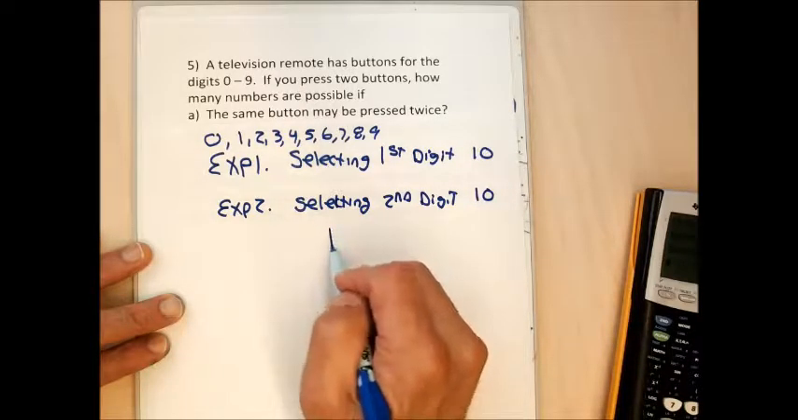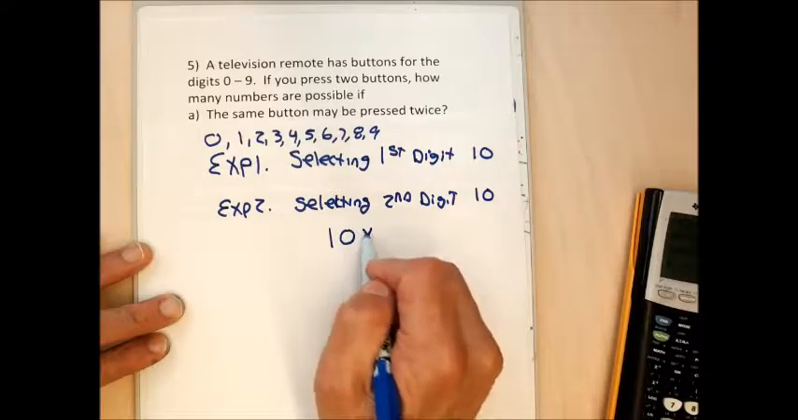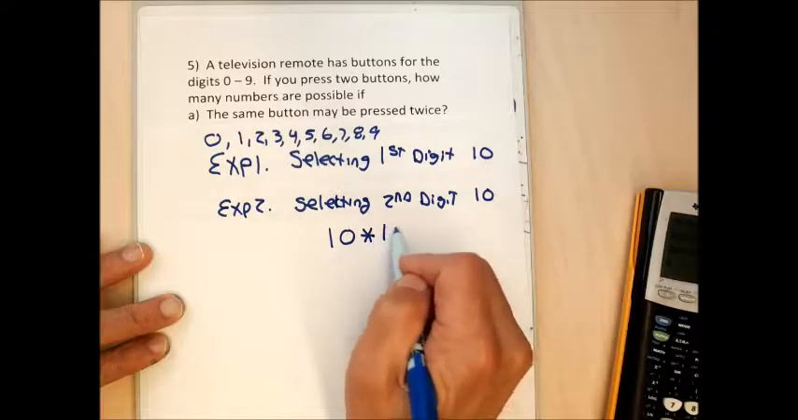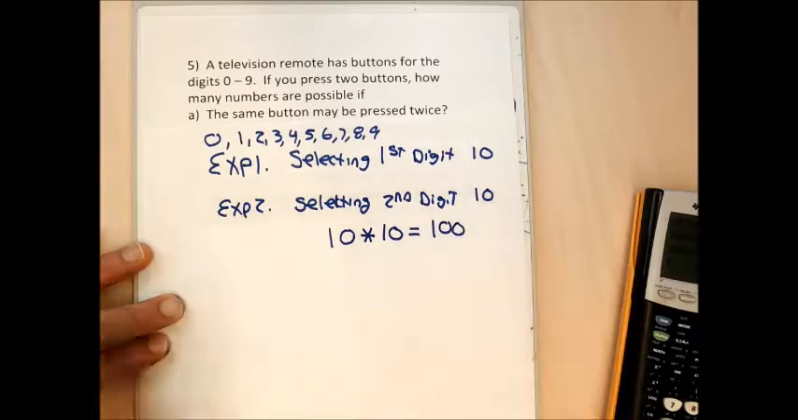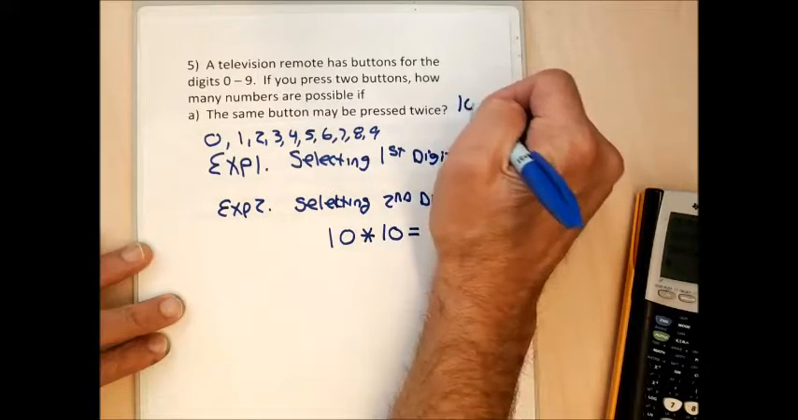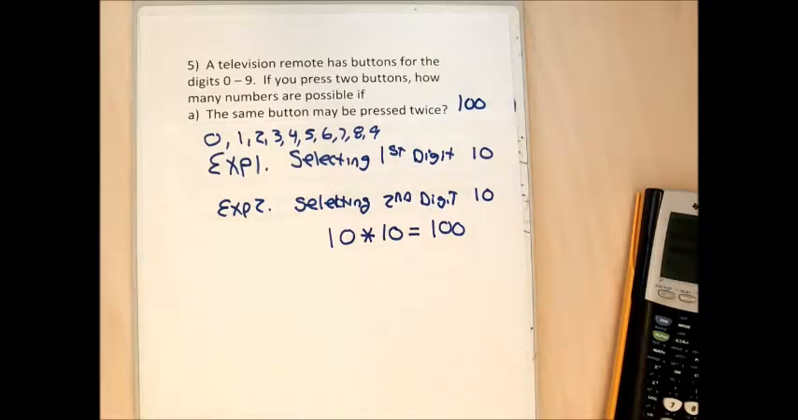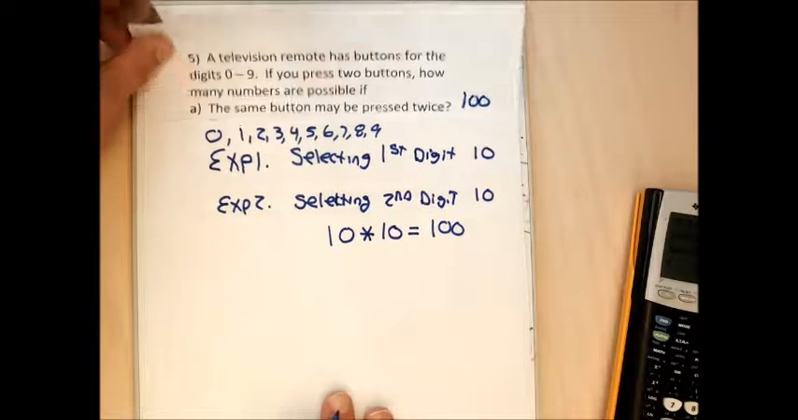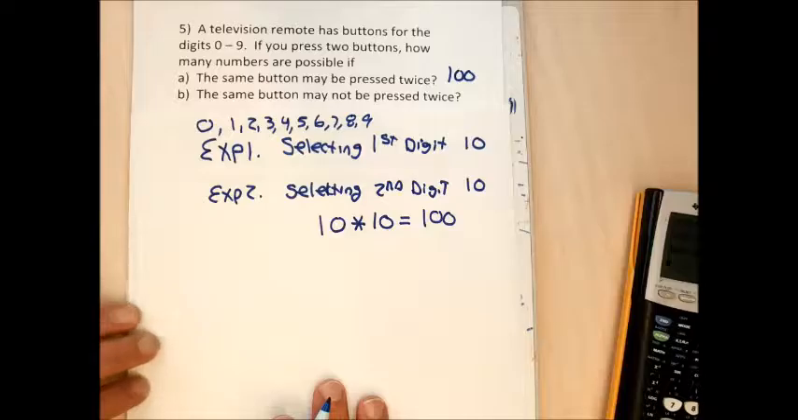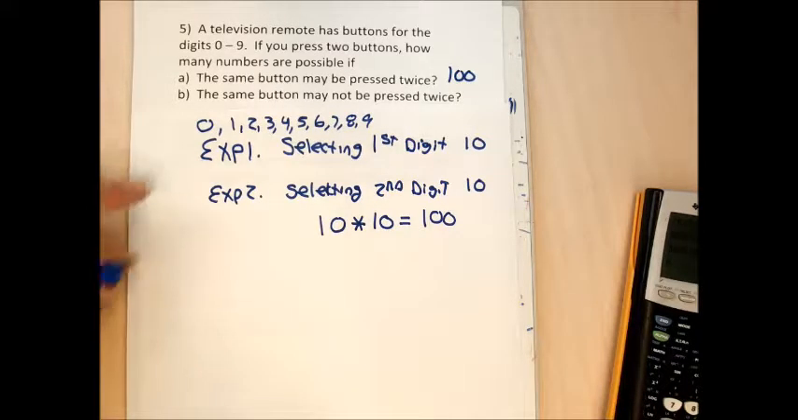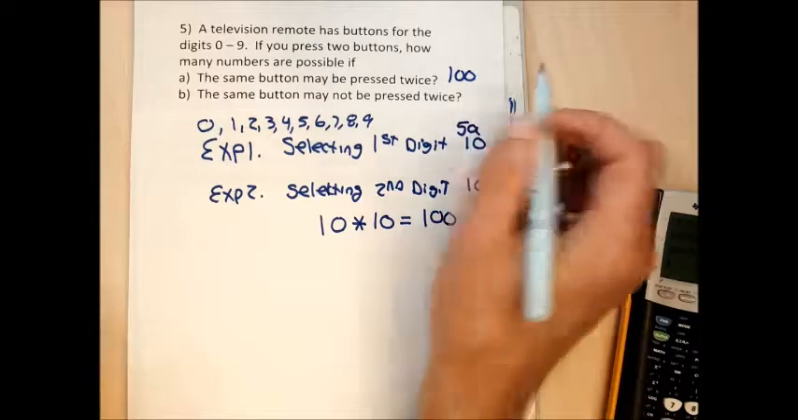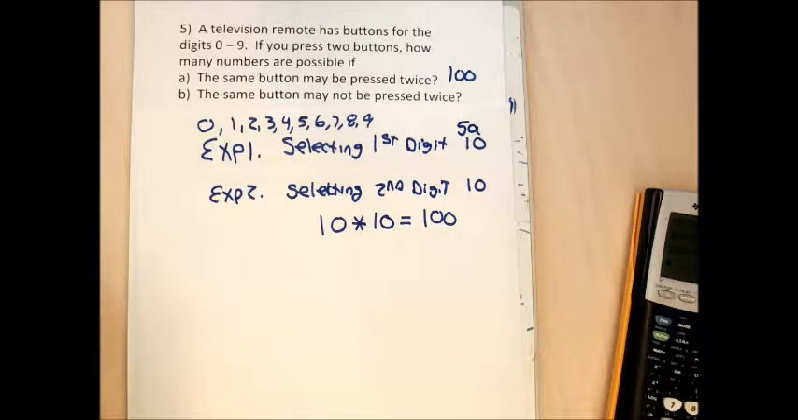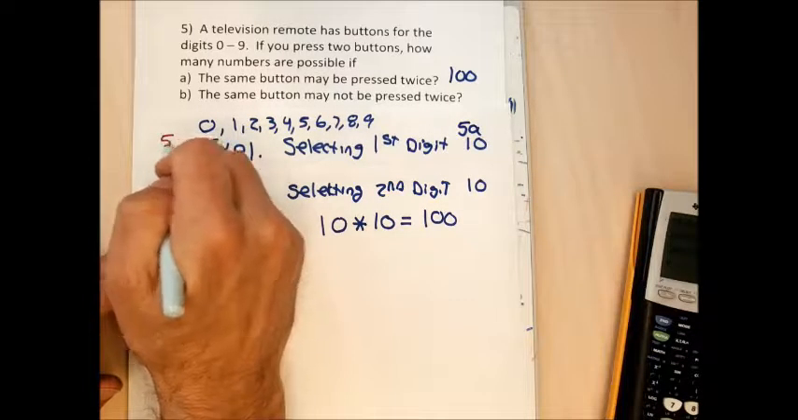The counting principle says, since there's 10 possible outcomes for the first experiment and 10 possible outcomes for the second experiment, if I multiply those together, that's going to be the total number of outcomes of those experiments performed in order. For part B, experiment 1 is still selecting the first digit. Experiment 2 is still selecting the second digit.